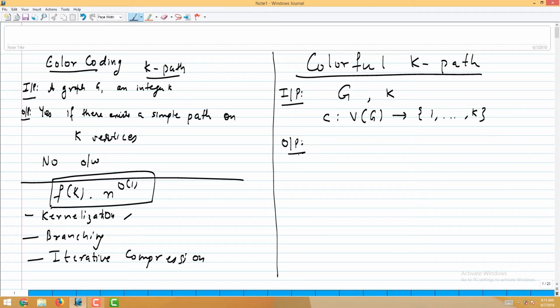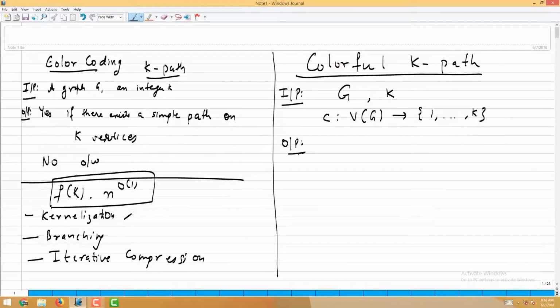In the original problem, we were interested in finding, is there a simple path on k vertices? In the colorful problem, we'll be interested, is there a simple path on k vertices which is colorful? When I say colorful, I mean I'm interested in finding a path on k vertices where all the vertices have different colors. So the original graph is colored. When I find a path in the graph, that will be a colored path, right? So I'm not interested in finding any colored path of length k. I'm only interested in finding a path of length k where all the vertices get distinct colors.